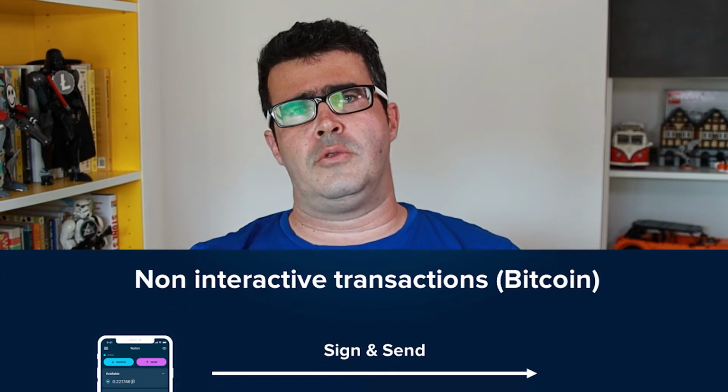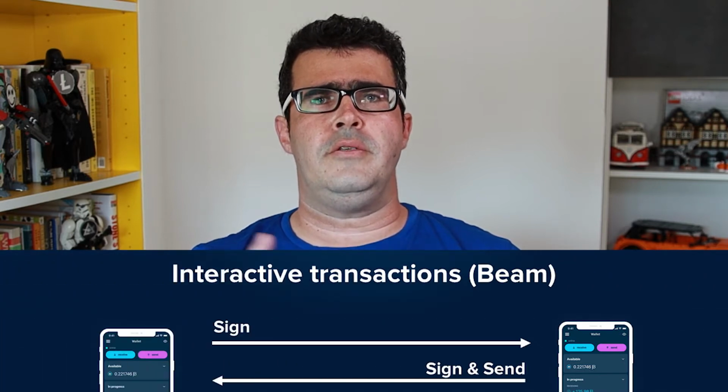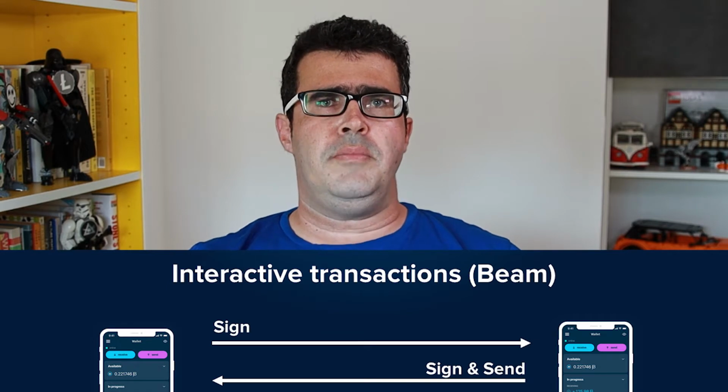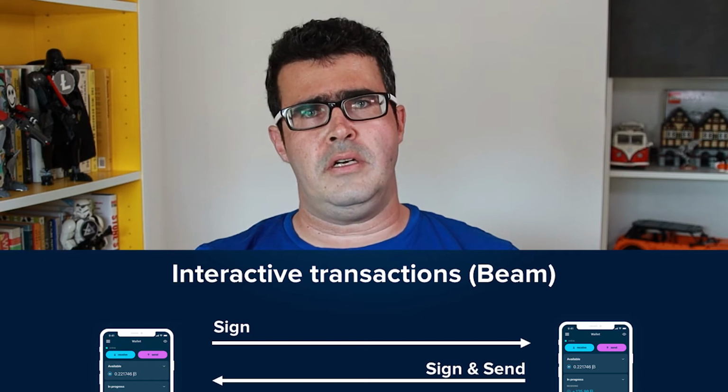So, before we talk about LelantusMW and what advantages it brings to Beam, let's talk about the Mimblewimble protocol itself. Mimblewimble has two properties. One of them is kind of unique to Mimblewimble: the interactivity. Unlike Bitcoin, where it's sufficient for the sender to sign the transaction and send it to the blockchain, in Mimblewimble both the sender and the receiver are required to sign the transaction before it can be considered valid. This means there should be at least one round trip completed between the sender and the receiver, which makes this protocol very different from what people are used to, especially if they worked a lot with Bitcoin and most other cryptocurrencies.